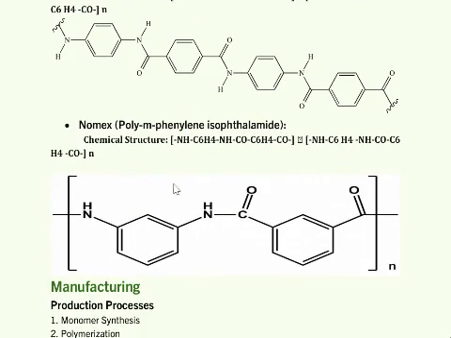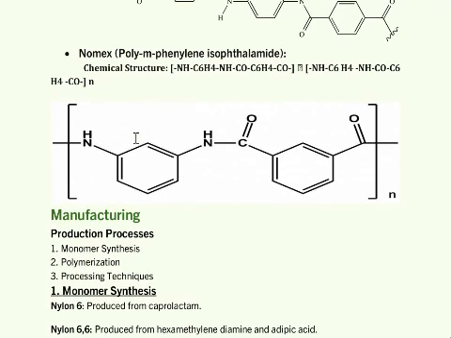In case of Nomex, which is the polymer containing the benzene ring having the amide group at 1 and 3 position.